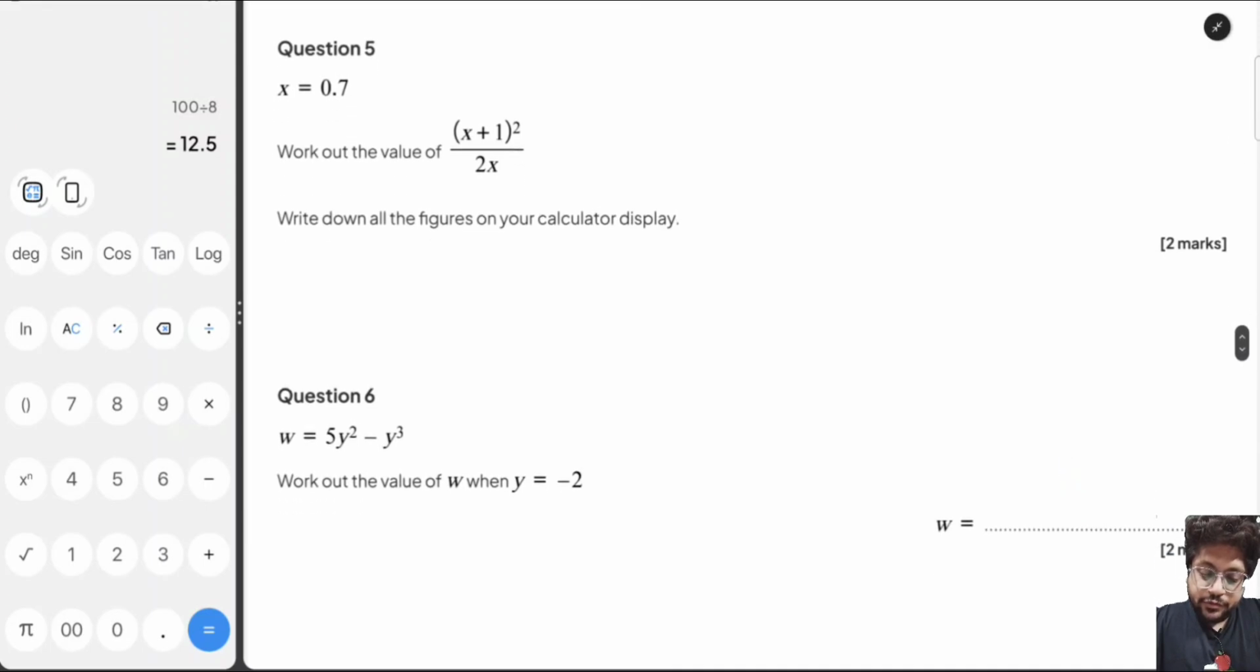Okay, see the fifth question. Work out the value of this whole expression. The value of x is already given. Write down all the figures on your calculator display. So here they are specifically telling you not to round off to 3 SF, then you are not supposed to. Otherwise, always round it off to 3 significant figures if it is not given. So let's write x as 0.7. So your expression will become 0.7 plus 1 whole square upon 2 times 0.7.